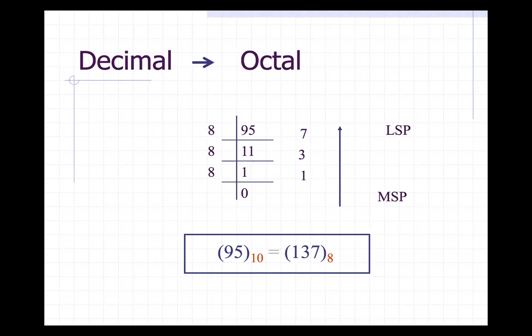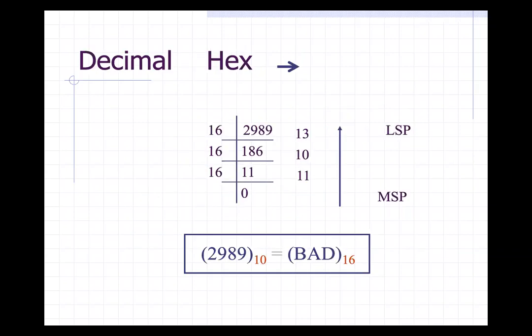Suppose this is the hexadecimal value. So to convert decimal to hexadecimal, all our systems are the same. Decimal to others, all our system is the same. Decimal to binary, divide by 2. Decimal to octal, divide by 8. Decimal to hexadecimal, divide by 16. Now we just show our slide.